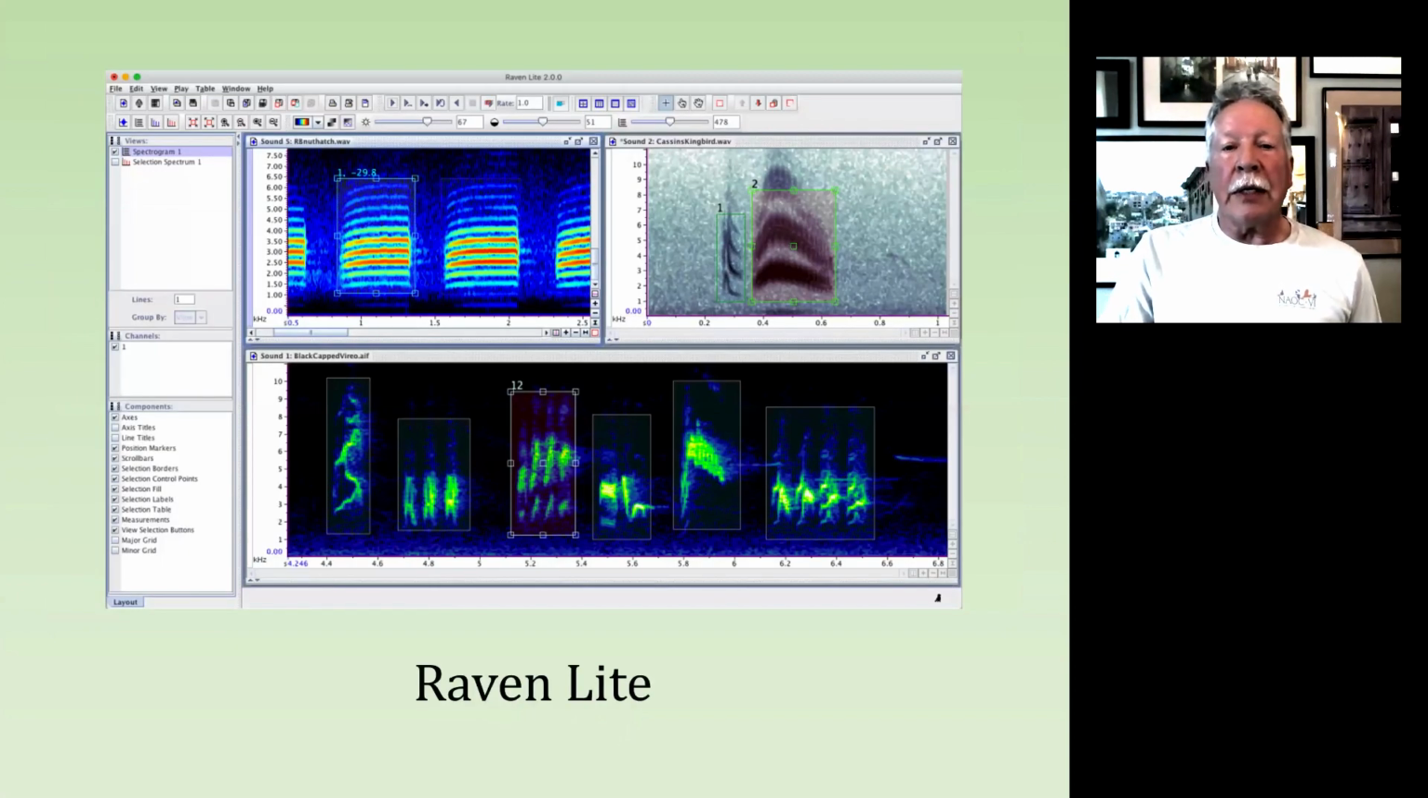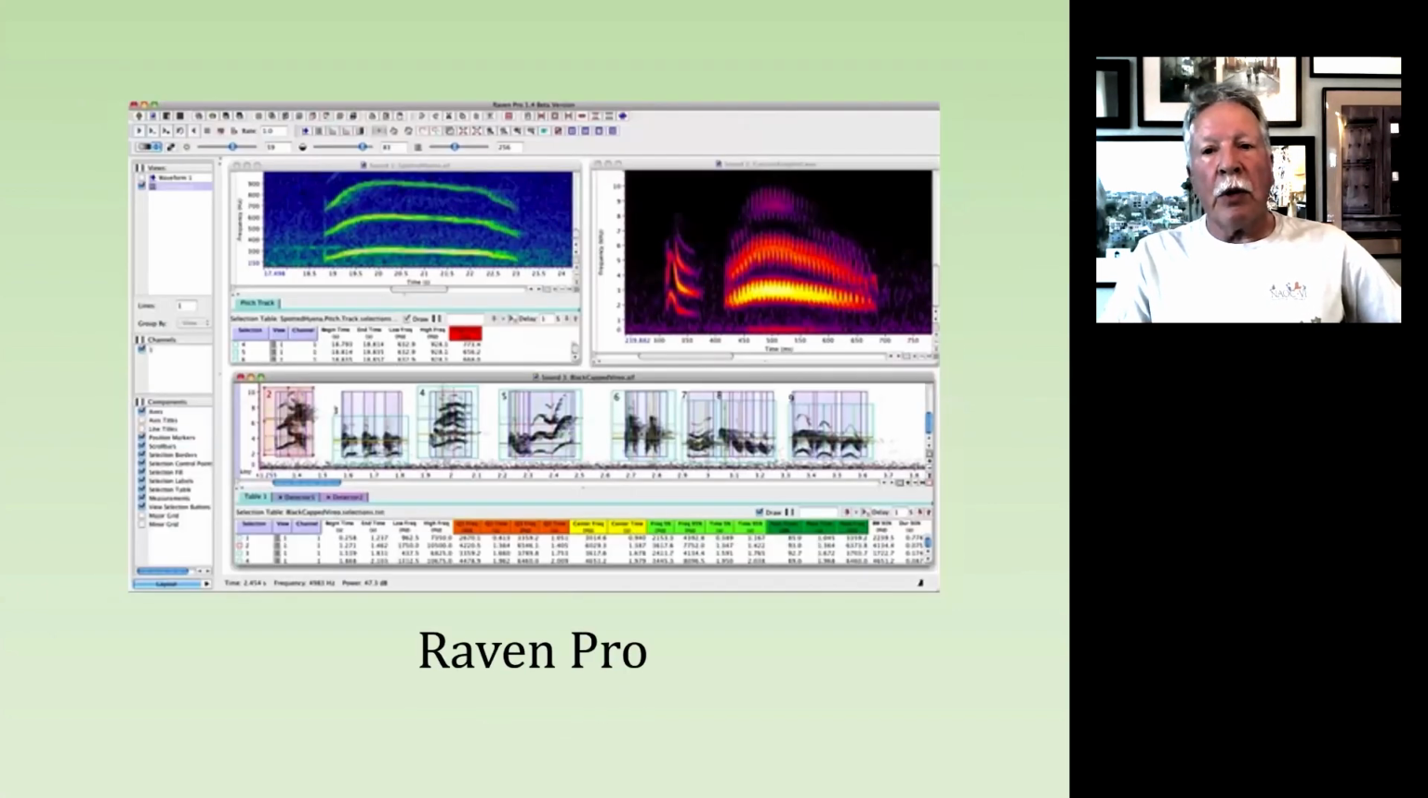Of course, Raven Lite, I think, is also free from Cornell. And then if you want to spend money and get so many features, I don't even know what half the things are. I don't know 90% of what Raven Pro does. But if you get more and more serious, there's more and more serious tools available, as you might expect.